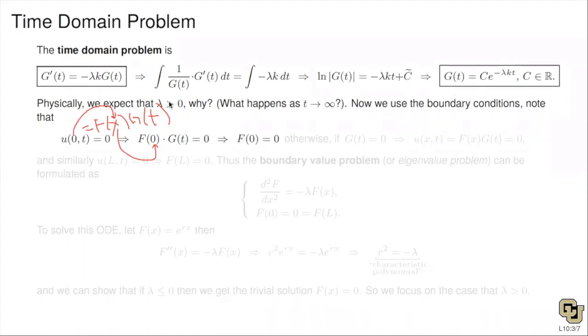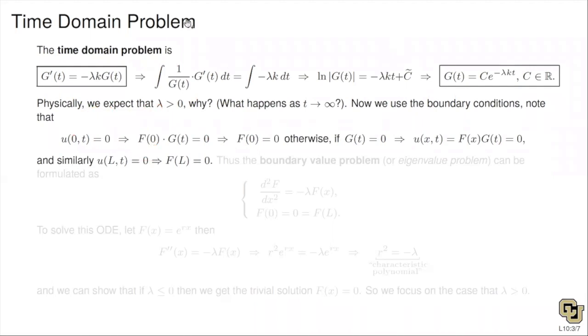And so here we claim that the only possibility is f of 0 is equal to 0, because if g of t is equal to 0, then we have a trivial solution, and we're not allowing trivial solutions. Similarly, the boundary condition at the left end, we translate to a boundary condition on the function capital F.